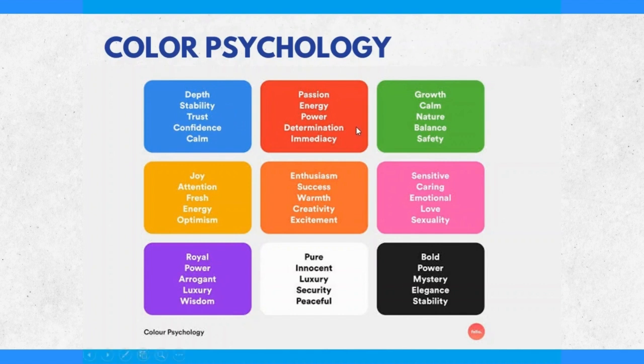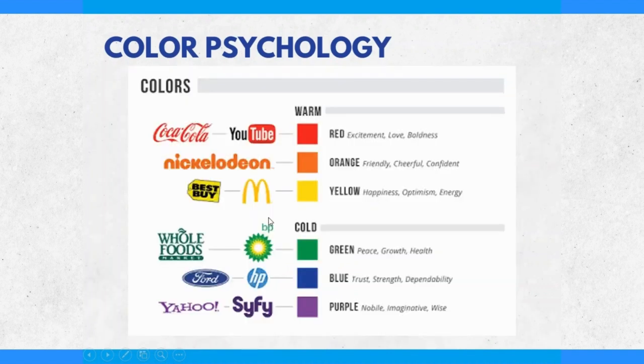You have red communicating passion, energy, and power. You have green communicating nature, calmness, growth. So, for example, organic products tend to use green a lot. So you have different colors. You have pink, usually used by all these beauty products. It communicates sensitivity, care, emotion, love, sexuality. You have all of these colors having ideas that they communicate. So you can just look through them and have an idea of what each of these colors communicate.